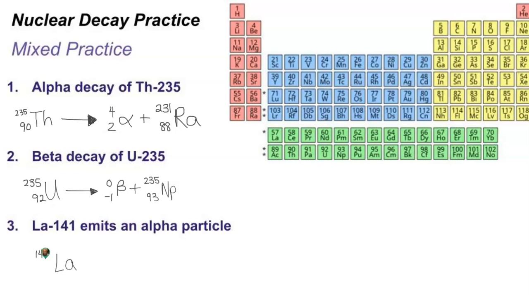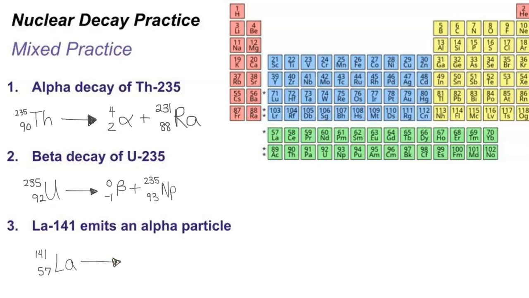La-141 is that mass number. So now we just need to figure out the atomic number of La. We'll look at our periodic table. La, lanthanum, is right here on the periodic table and has atomic number 57. So we'll fill that into our isotope notation. And then it is emitting an alpha particle, so that means that it is a product.